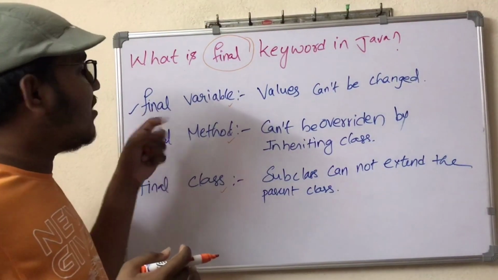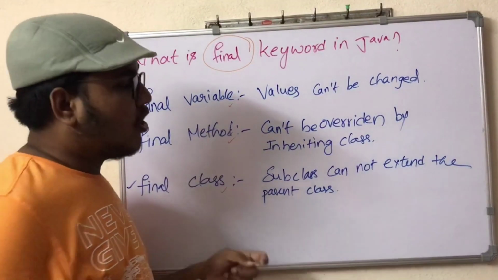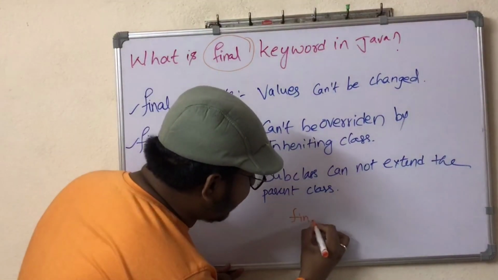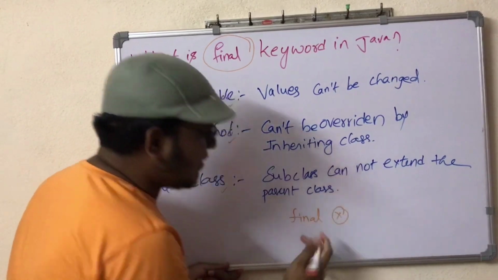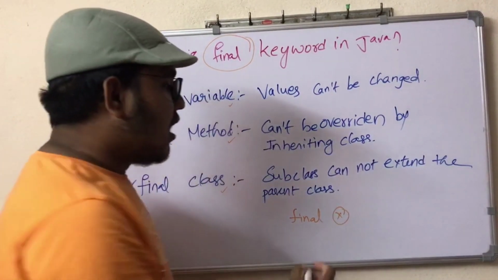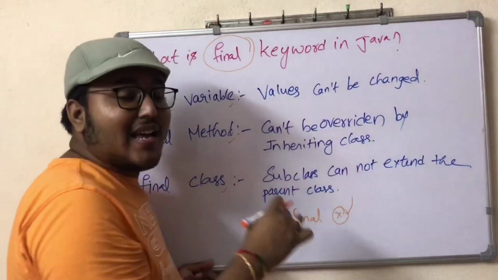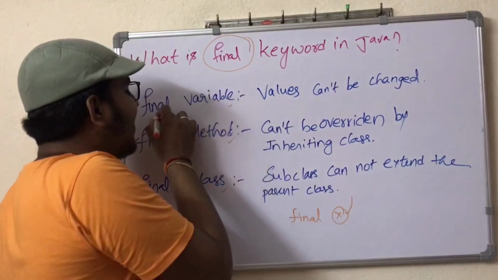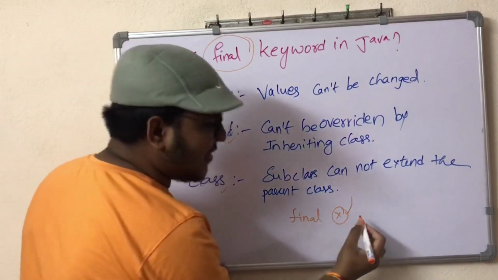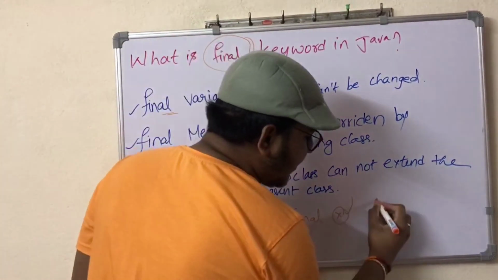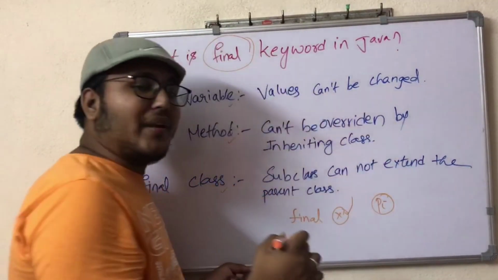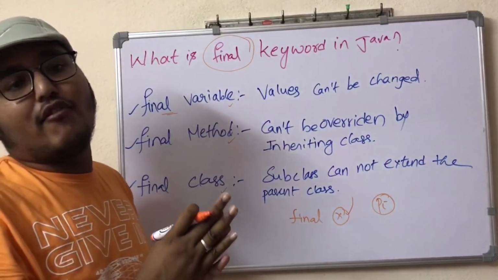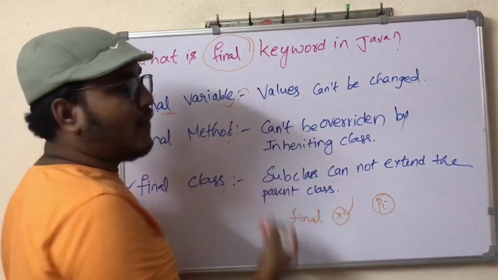Now let's talk about final as a variable. Let's say you declare a variable as final, let's say final int x. This variable x cannot be changed at all. Where can a final variable be used? To declare constants like pi, or to declare unchangeable variables, we use a final variable.